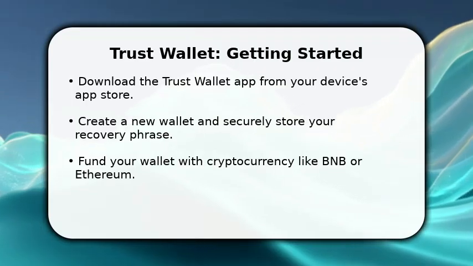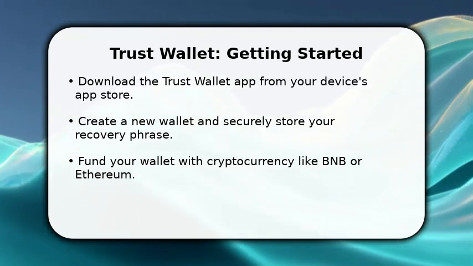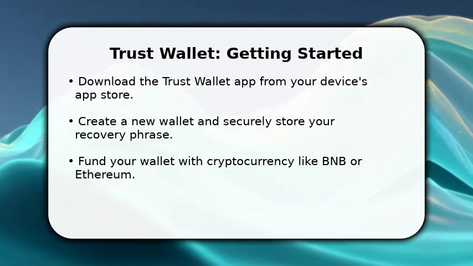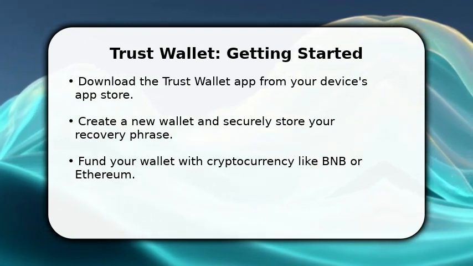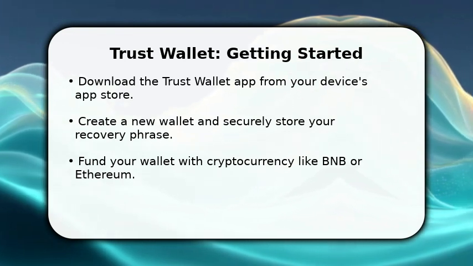In this video, I will explain how to buy coin through Trust Wallet. First, download the Trust Wallet app from your device's app store. Once installed, create a new wallet and carefully write down your 12-word recovery phrase. Keep this phrase extremely secure, as it is the only way to restore your wallet if you lose access.